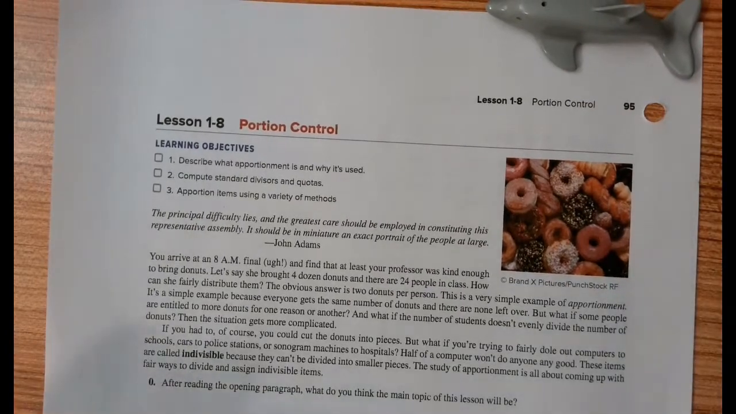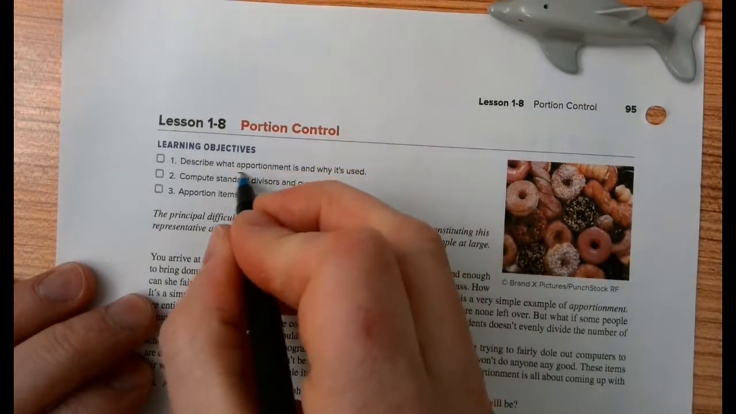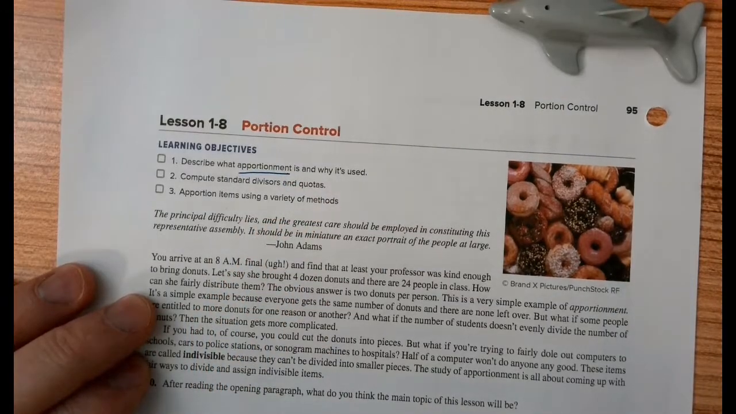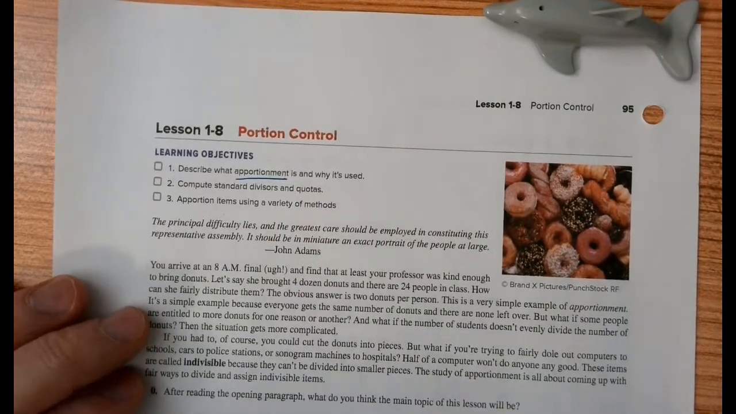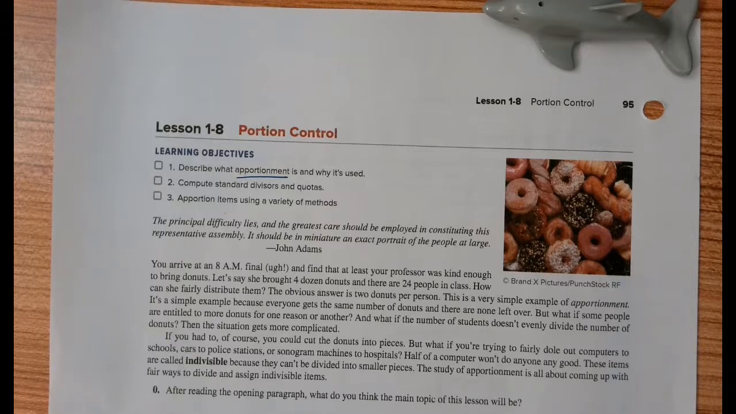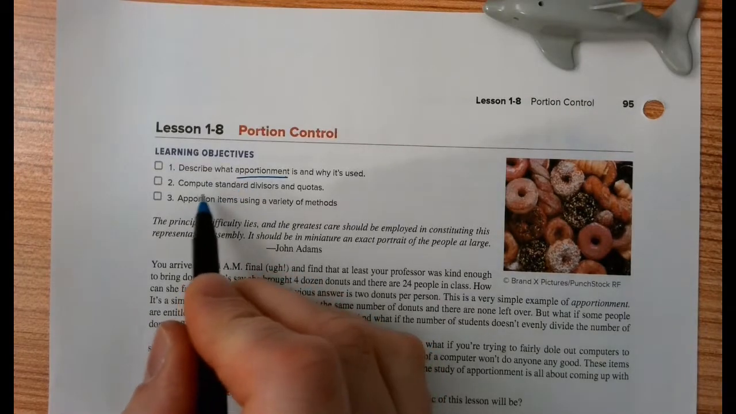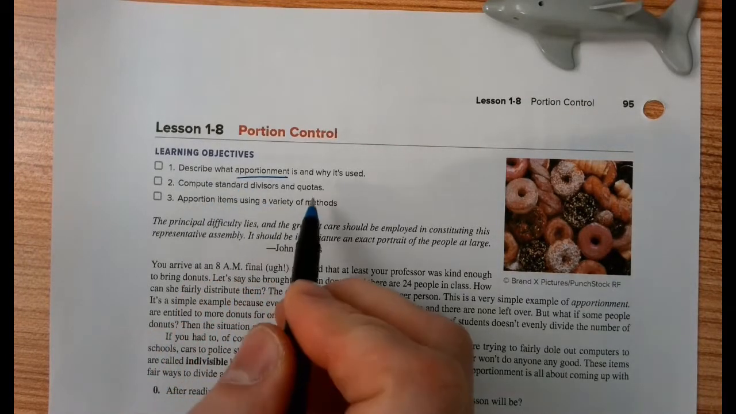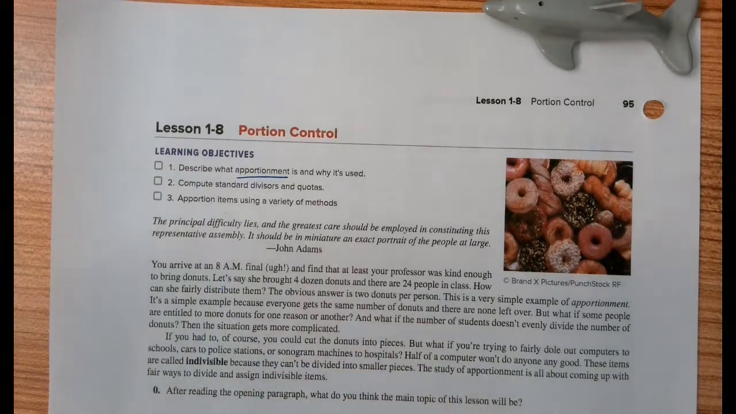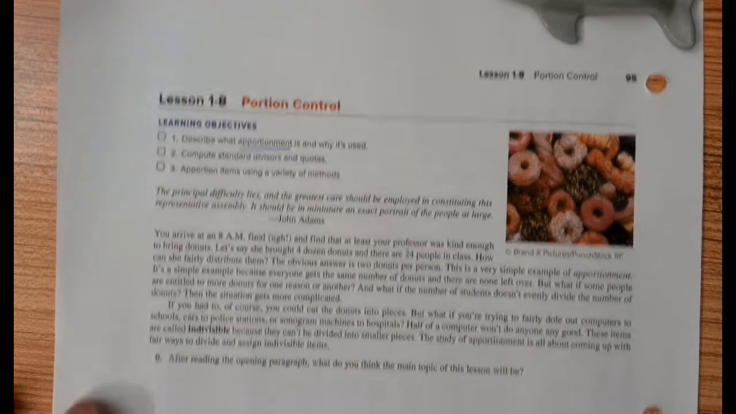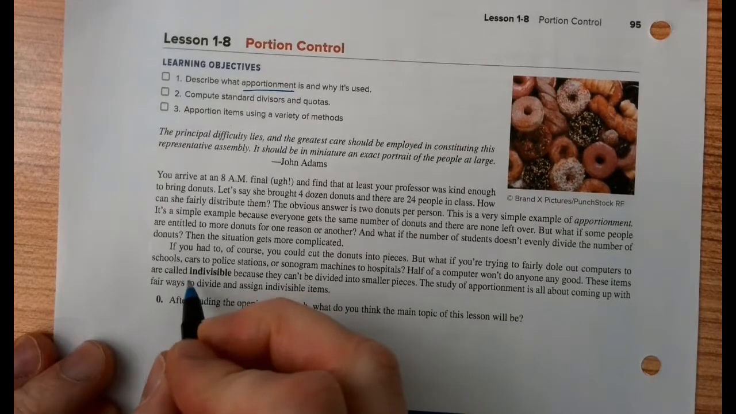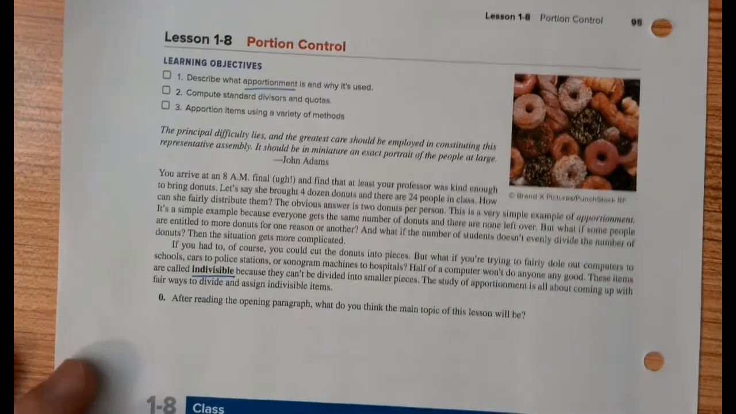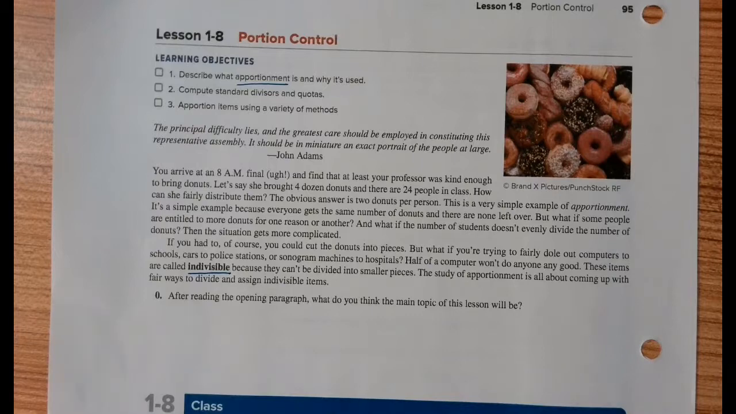So in 1.8, we're going to look at this notion of apportionment and how the forefathers of the Constitution put together representation in the United States government. A part of this apportionment is the idea of computing standard divisors and quotas, and these different types of apportionment methods. The main idea here is there are things that are not divisible, what we're calling indivisible ideas.